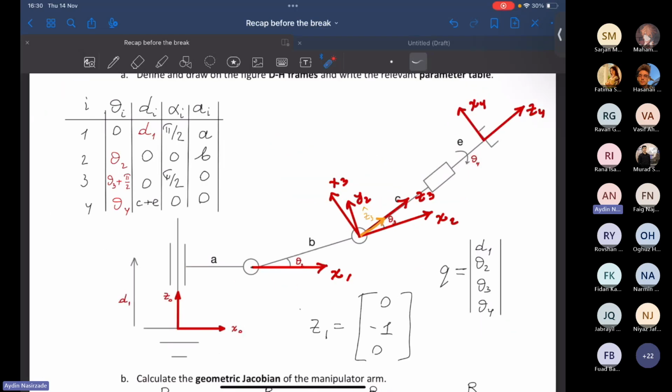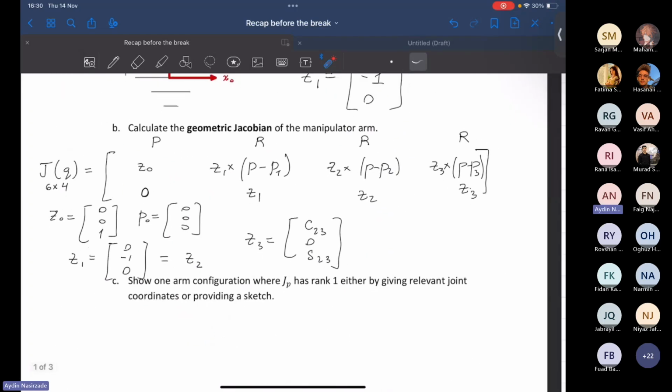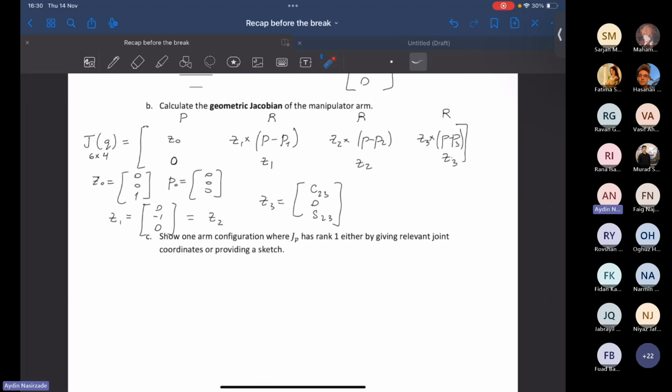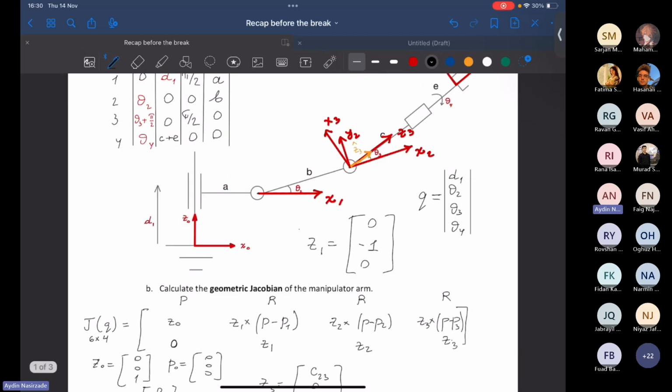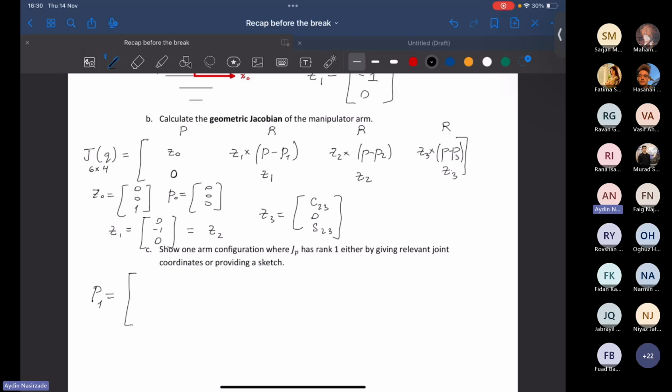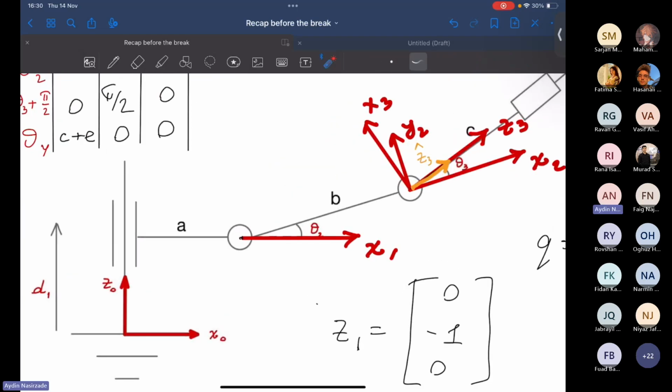What about the P's? What is P1, P2, P3? Again, geometric inspection. Let's start with P1. It has three components, doesn't it? So P1 is here. Let's say the projection here, right? Px1, Pz1, and Py1. I'm finding these. Okay.